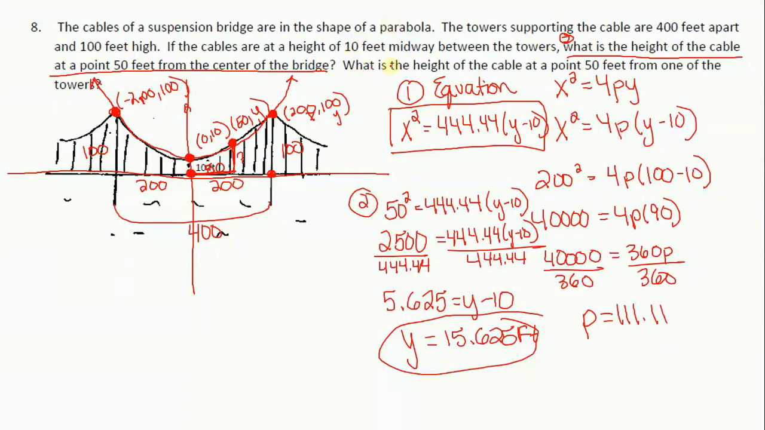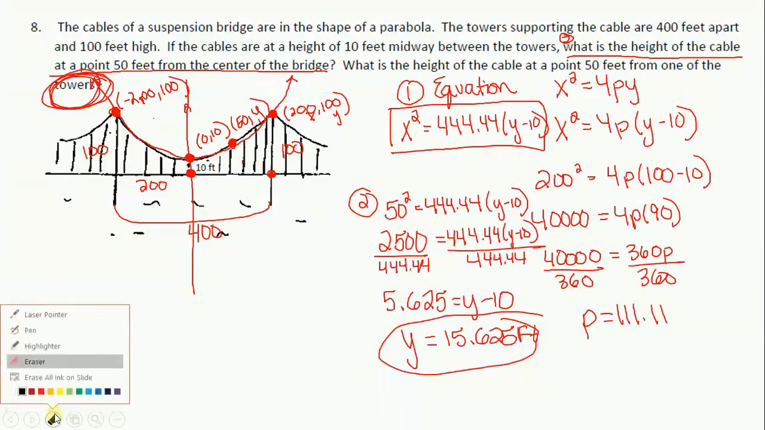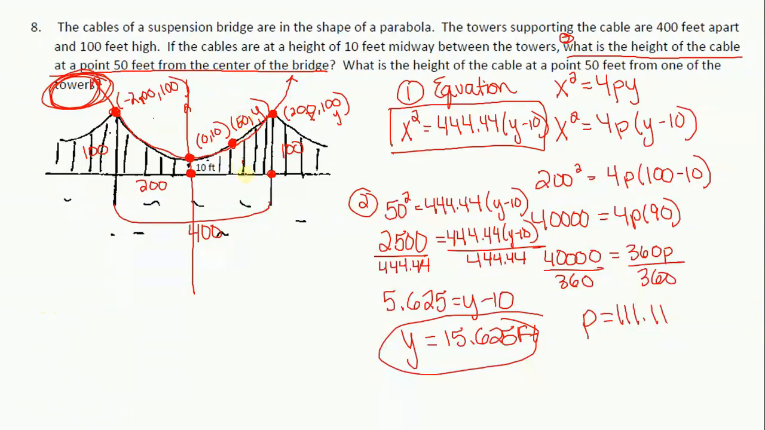Next question. What is the height of the cable at a point 50 feet from one of the towers? Notice that's different than what they just asked us. So I'm going to do some erasing here. Clean this up a little bit so we can see a little bit more. There we go. Now, they asked 50 feet from the towers, not from the center. So if I'm 50 feet from the towers, that means they want to know what's this value right here.